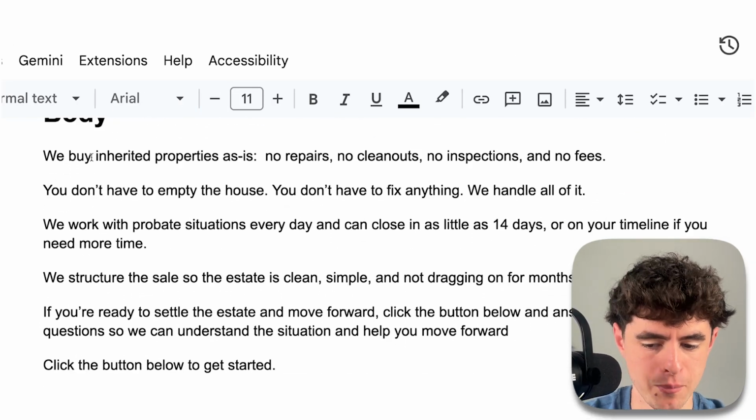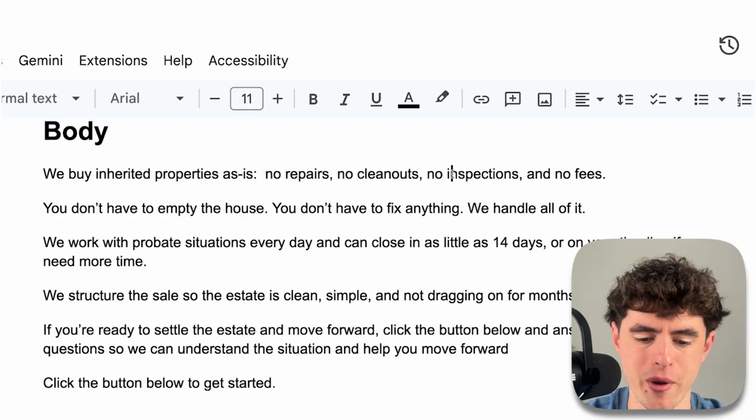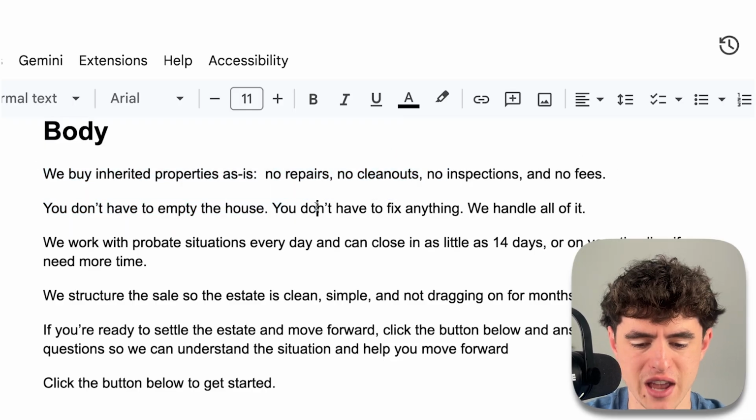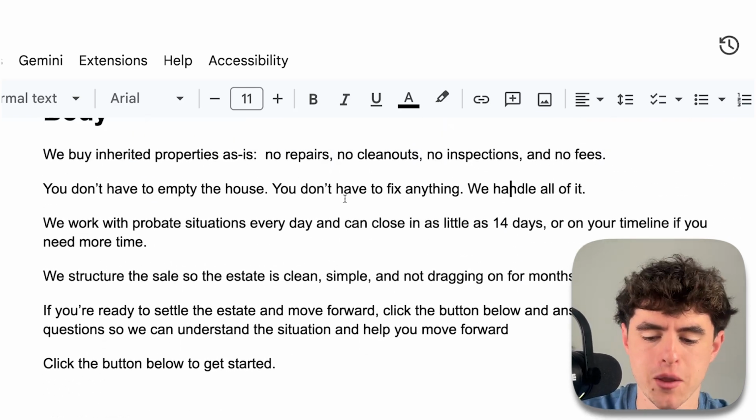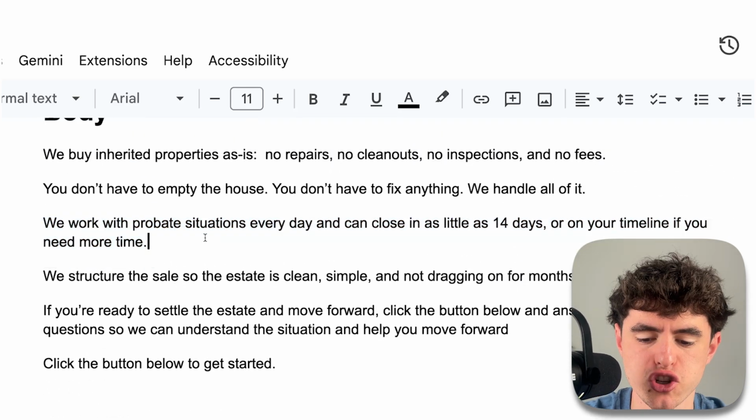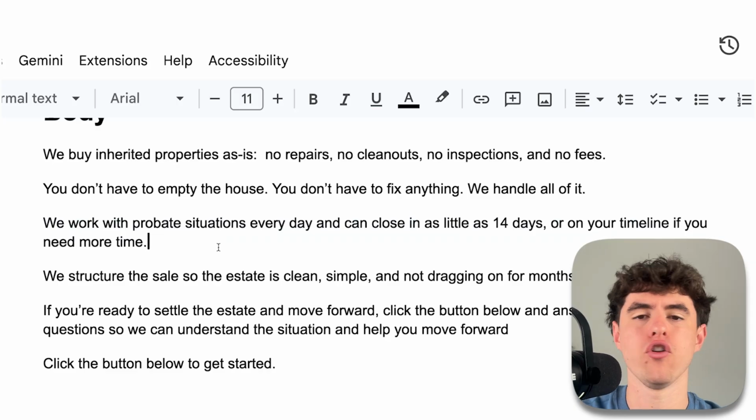Then we go into the body. We buy inherited properties as is, no repairs, no cleanouts, no inspections, etc. You don't have to empty the house. You don't have to fix anything. But you get the point. We're calling them out, and we're touching on the pain points, and we're offering the solutions that we do, and we take care of all the hassle for you.